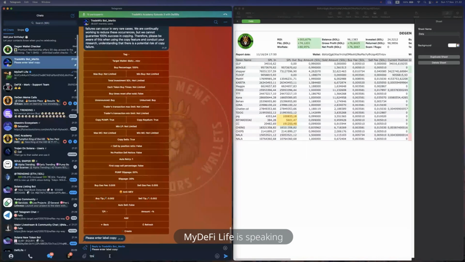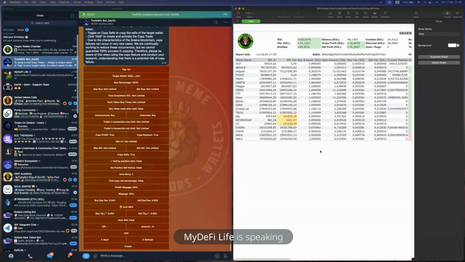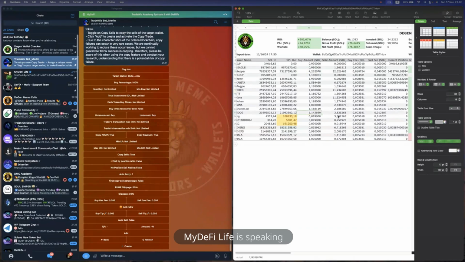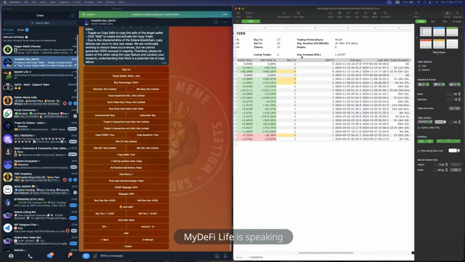Personally, I would keep the buy percentage at 100%. I'll have a look at the buy amount that they're using to get in. It's usually between 1 and 2 on average. There's a couple of higher ones here. You can actually see the average invested SOL, 1.1.